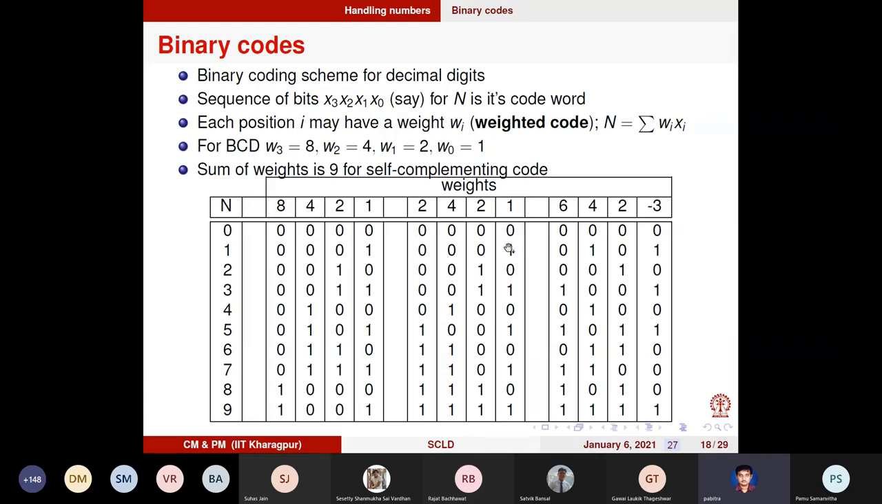For example, these are the schemes. You can have a 2421 scheme, you can have a 642 minus 3 scheme, with your own weights. In fact, we'll see soon that you can have non-weighted codes too, where the value of the corresponding decimal number is not sigma wi xi, it is something else. Just weighting will not produce it. You have to do more operations, more complex than a simple weighted sum, to get back that decimal number from the binary code.